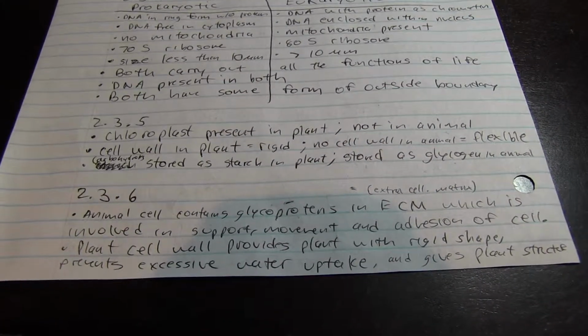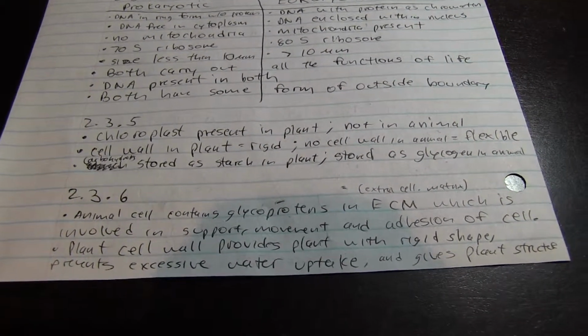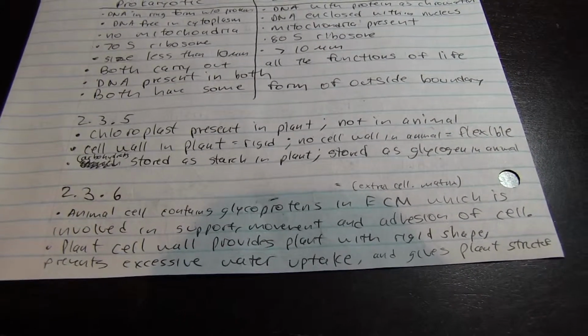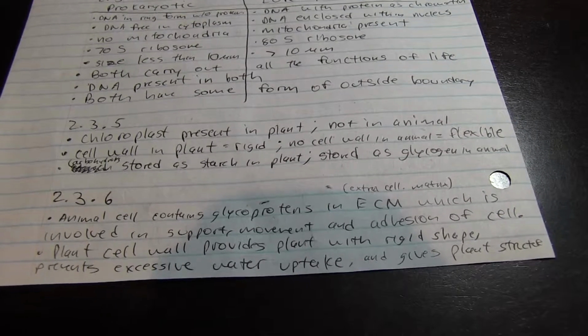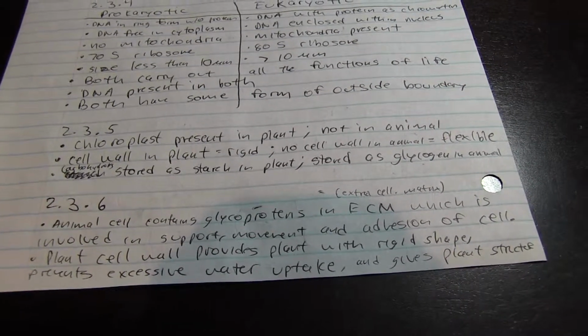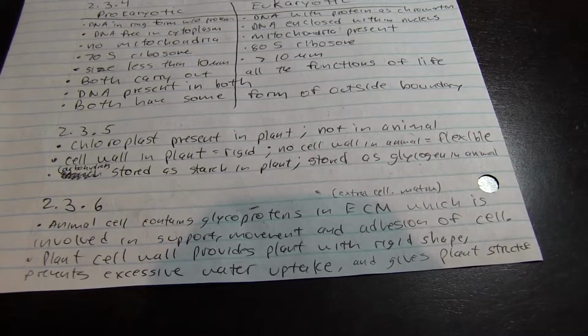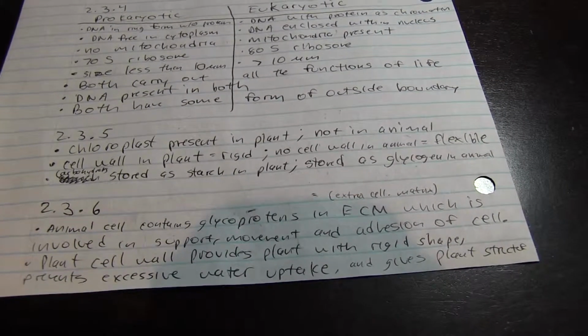For 2.3.6, outline two roles of extracellular components. Basically, all you have to say is animal cells contain glycoproteins in their extracellular matrix. That's part of the mitochondria. And it's involved in support, movement, and adhesion of cells. So those are the three words you want.